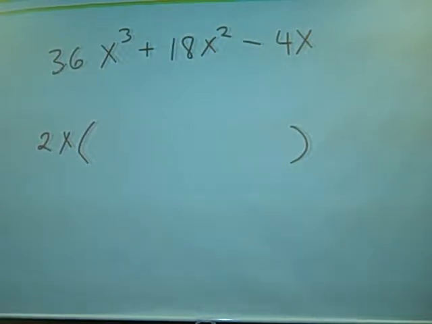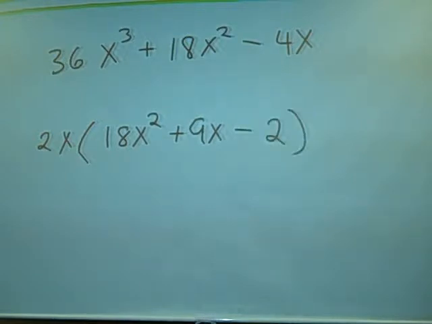Alright, so we factor 2 from 36, and that leaves us with 18x squared, right? Plus 2 factored out of 18, that leaves us with a what? 9x minus 2. Alright, well this looks like a real bear of a problem, right? But maybe it's not so bad.